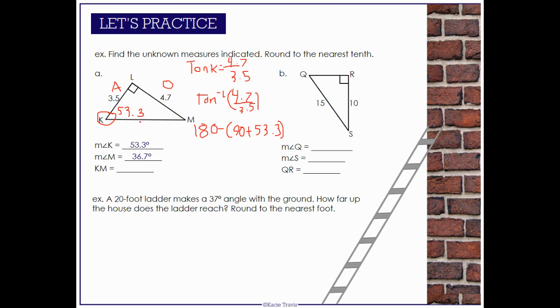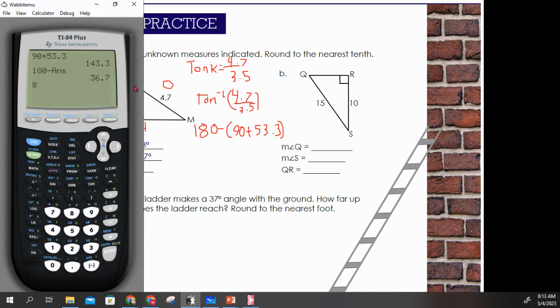KM's our hypotenuse. We could do the Pythagorean theorem. Let's make it easier on us. All right, Pythagorean theorem, we're looking for the hypotenuse. This missing part is C. So all we got to do is add our A squared and B squared and then take the square root of it.